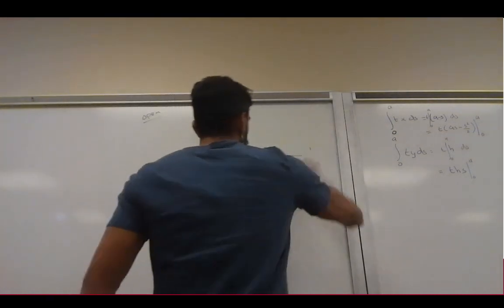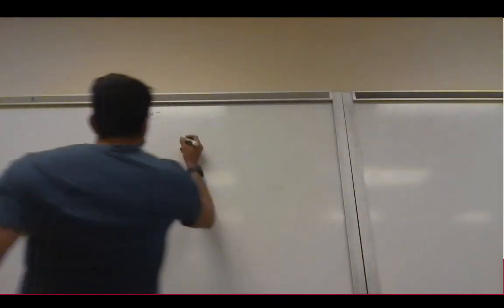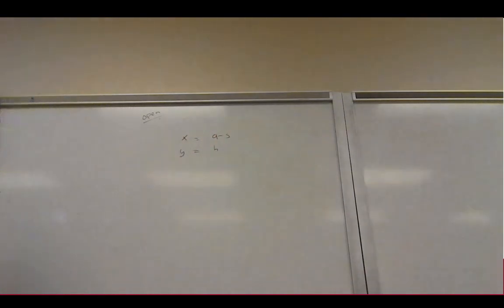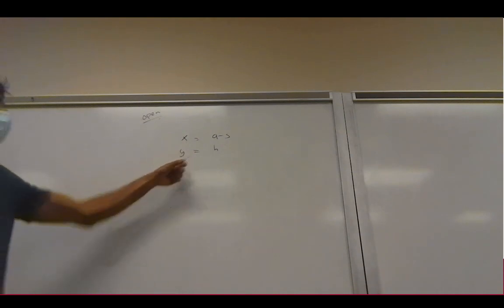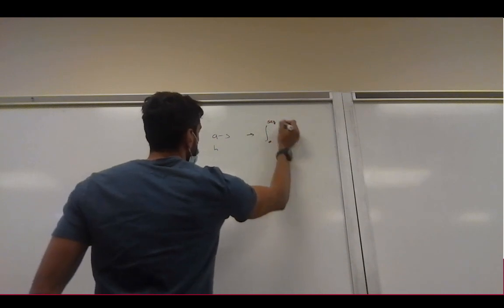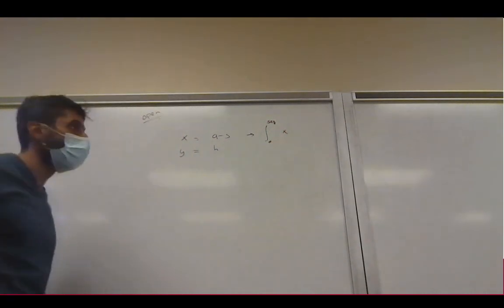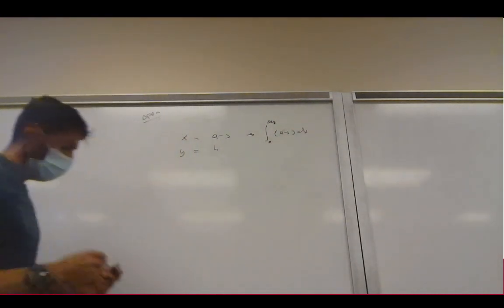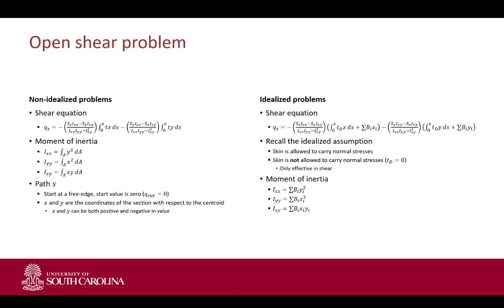I noticed in past exams that finding those correct equations for x and y, where we said a minus s and y is just equal to h, often goes wrong here. And if this goes wrong, then of course your integral from 0 to the segment length goes wrong as well. So in this case, a minus s ds. Okay, so that's basically it. We start from one point, which is an open section, and we continue throughout the cross section.